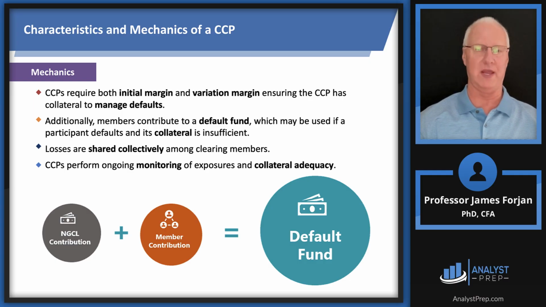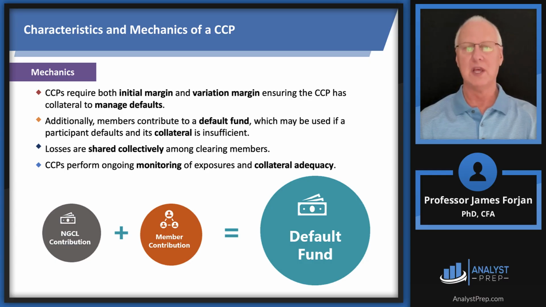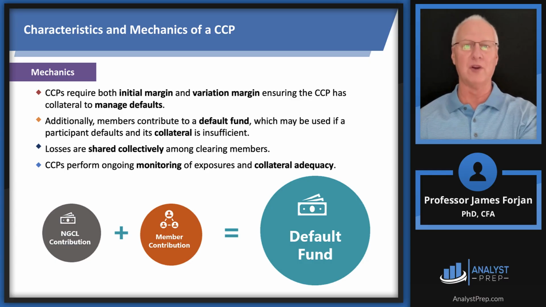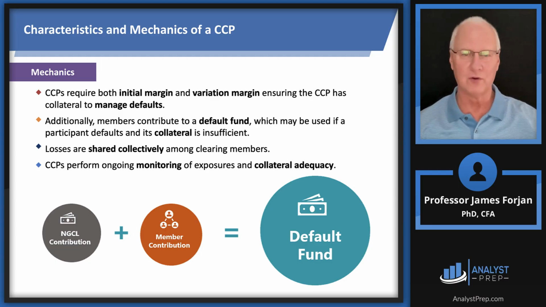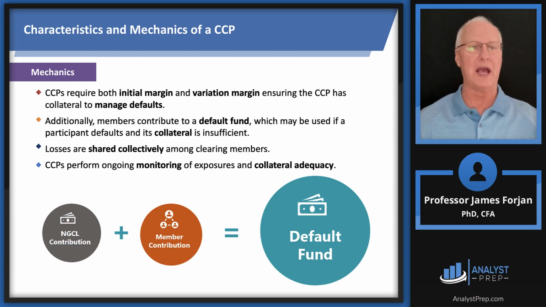So what happens then is that if one party defaults, that means they can't put in the variation margin, and then we have to go somewhere else. So we'll go to the default fund, maybe we'll go to some equity, maybe we'll go to some collateral, maybe we'll do something else. But sooner or later, we need to support those losses.